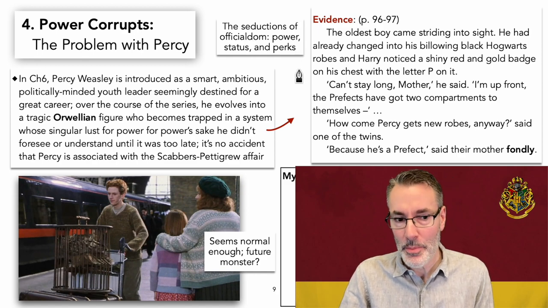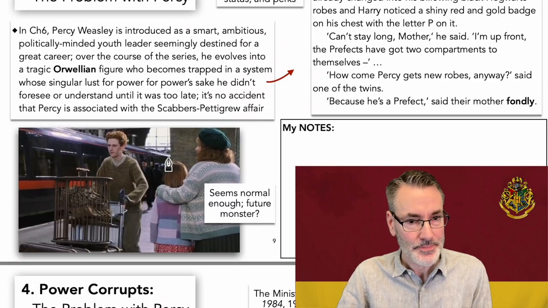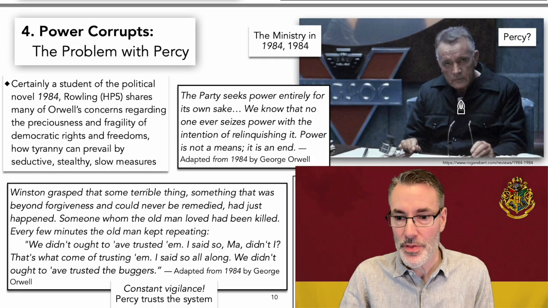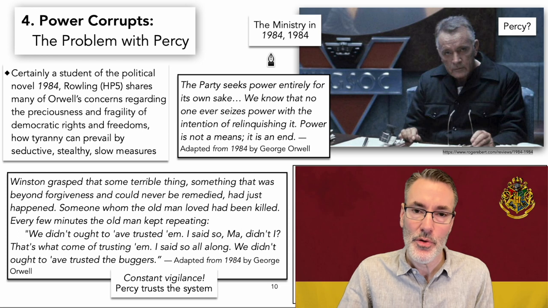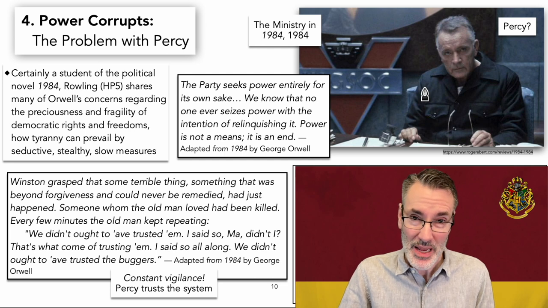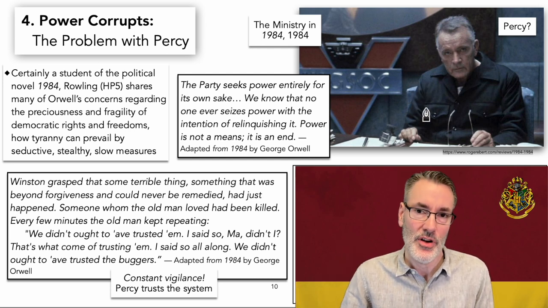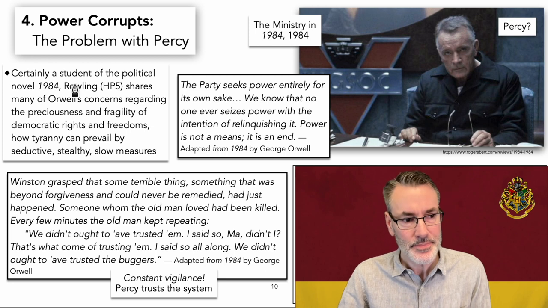The seductions of officialdom are power, status, and perks, and Percy gets sucked into that. So he seems normal enough. Future monster? Maybe. Future this guy? Maybe. If you don't know about 1984 by George Orwell, read it, or watch the movie even, first maybe, because it's a very difficult novel, and the movie does a fantastic job of capturing the key themes and the tone of the novel, which is very, very, very dark.